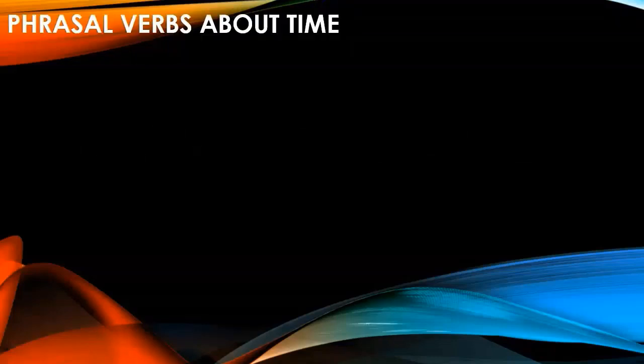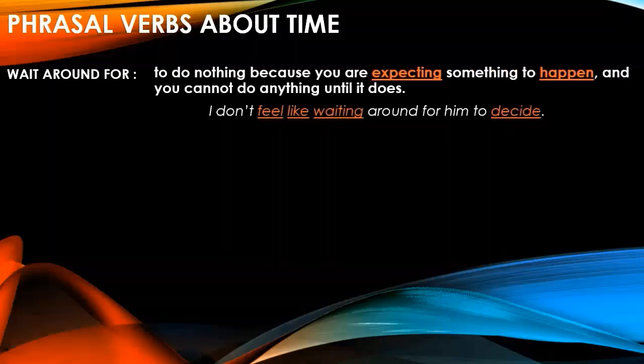Phrasal verbs about time. Wait around for. That's the meaning, guys. Before we check the exercise, we have to explain the meanings. It means to do nothing because you are expecting something to happen and you cannot do anything until it does. The example says, I don't feel like waiting around for him to decide. Just wait around for when you are expecting something to happen. Very easy. Let's do the next one. Get around to.